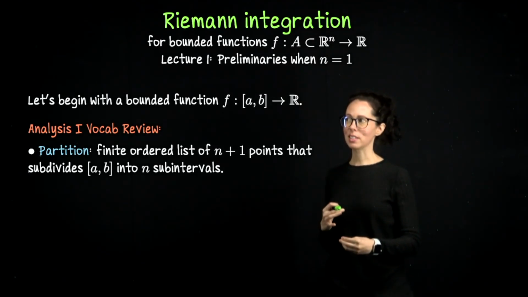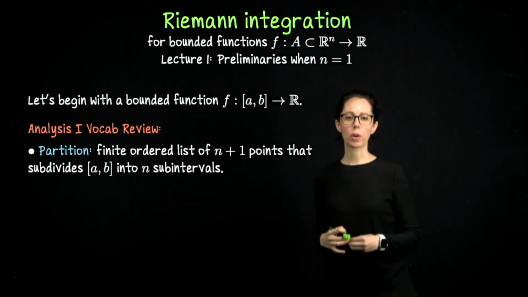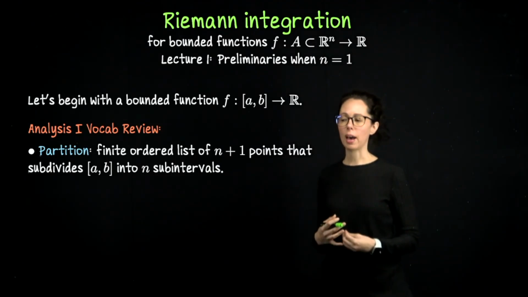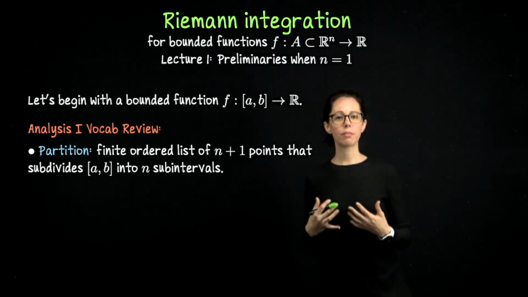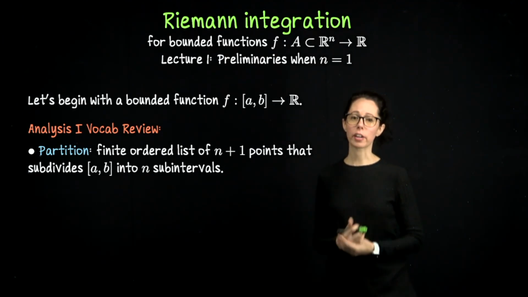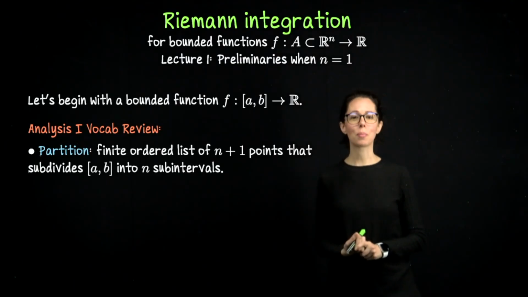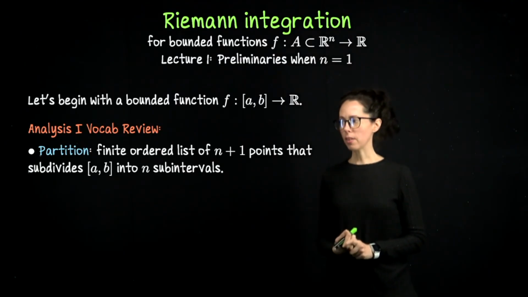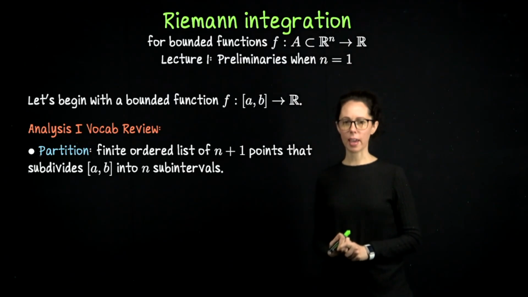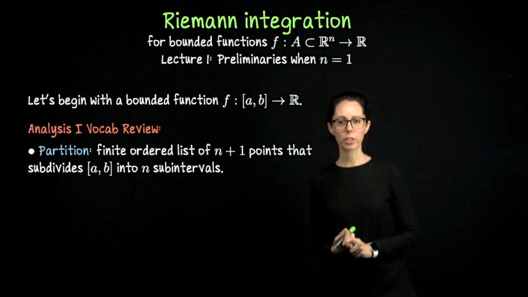Okay, so this is a review, and it's also to make sure that we are all on the same page, that we have the same kinds of notation and vocabulary that we're going to need to start talking about Riemann integrability for functions from R^n to R. Okay, the very first thing that we should define together is the idea of a partition for a domain.